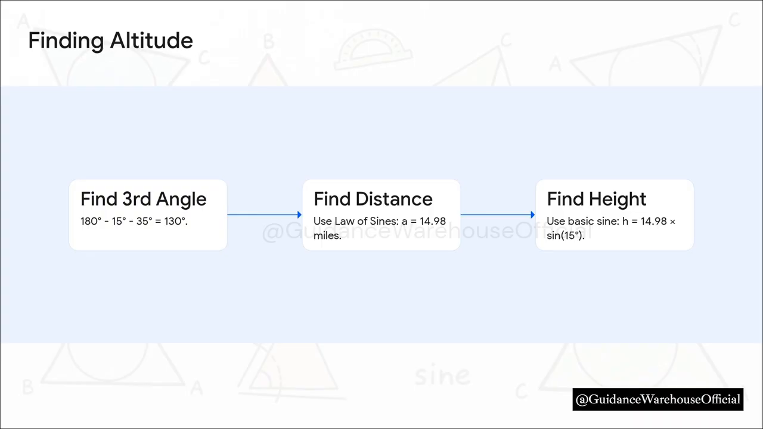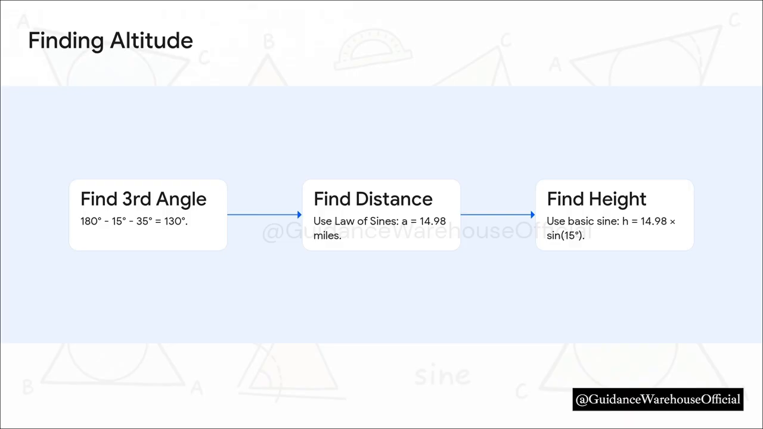We now have our buddy pair. The 130-degree angle perfectly matches the 20-mile distance between the stations on the ground. Step 2, use the law of sines to find the distance from one station to the plane. Let's solve for side A. Sine of 130 over 20 equals sine of 35 over A. Solve that out, and A is 14.98 miles. Now, notice what just happened here. The law of sines acted as a bridge. It gave us the hypotenuse for a brand new right-angled triangle.